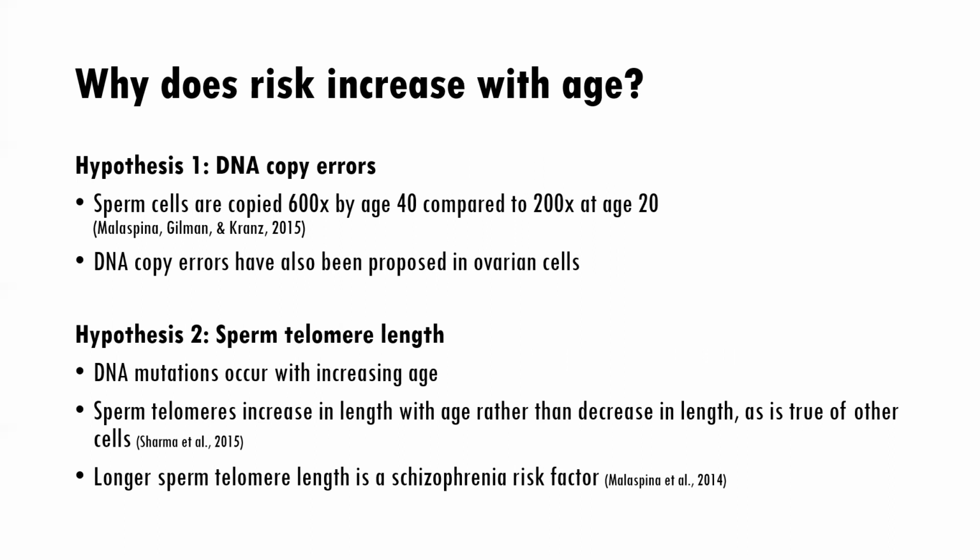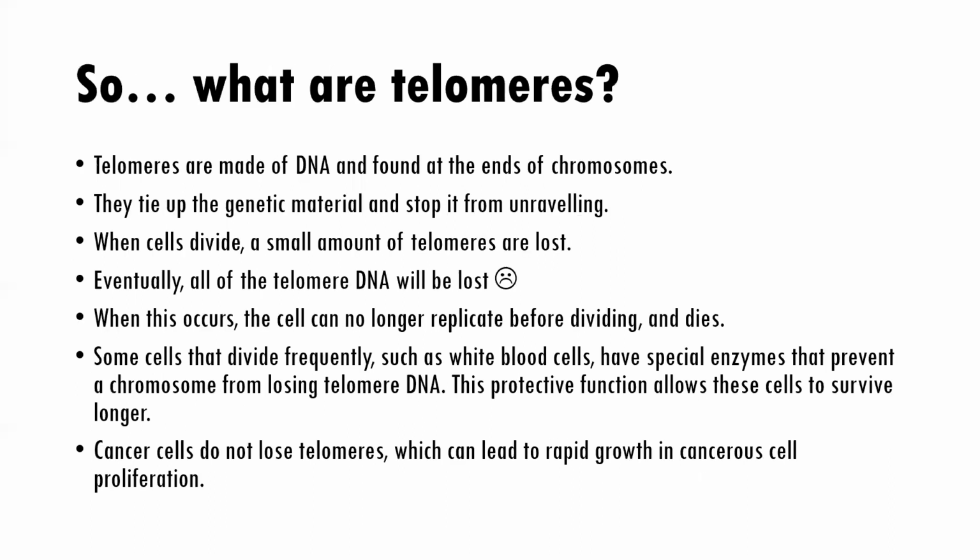That DNA mutations occur with increasing age. Sperm telomeres increase in length with age rather than decrease, as is true of other cells. And longer sperm telomere length is also a schizophrenia risk factor. Now, what are telomeres, you may be wondering?